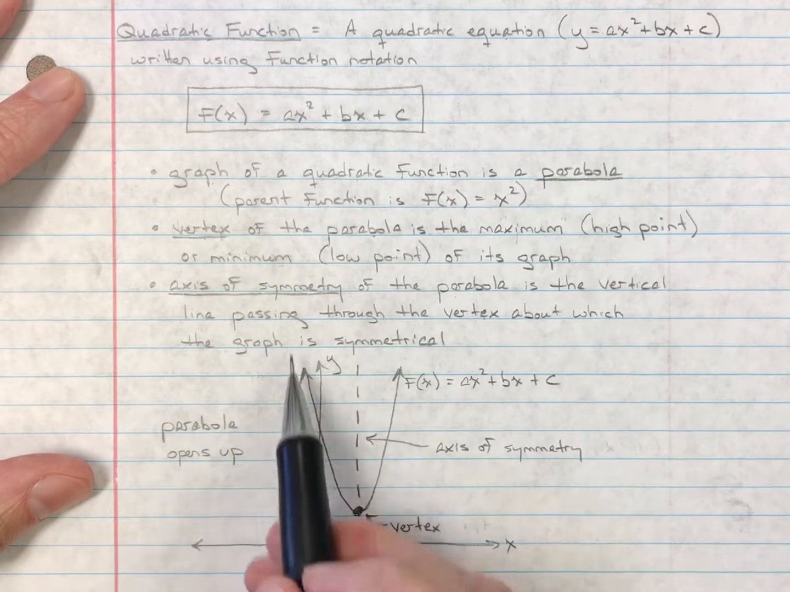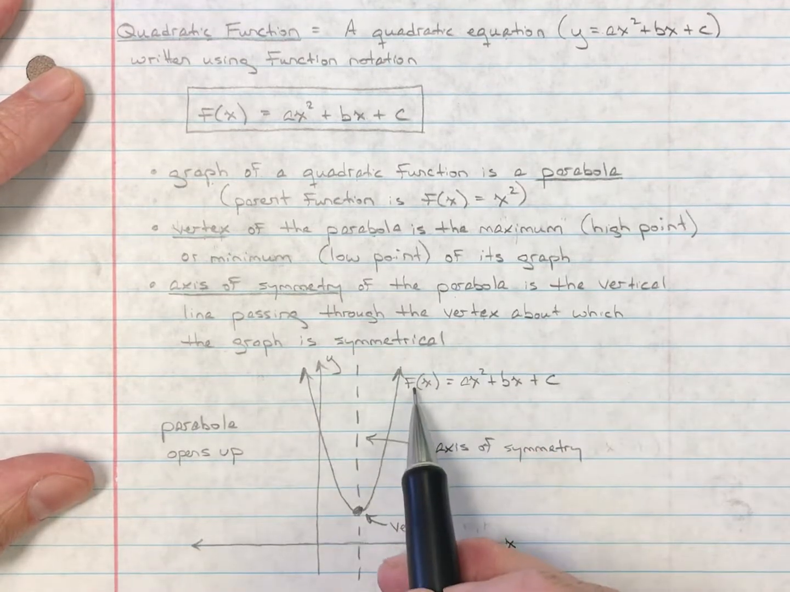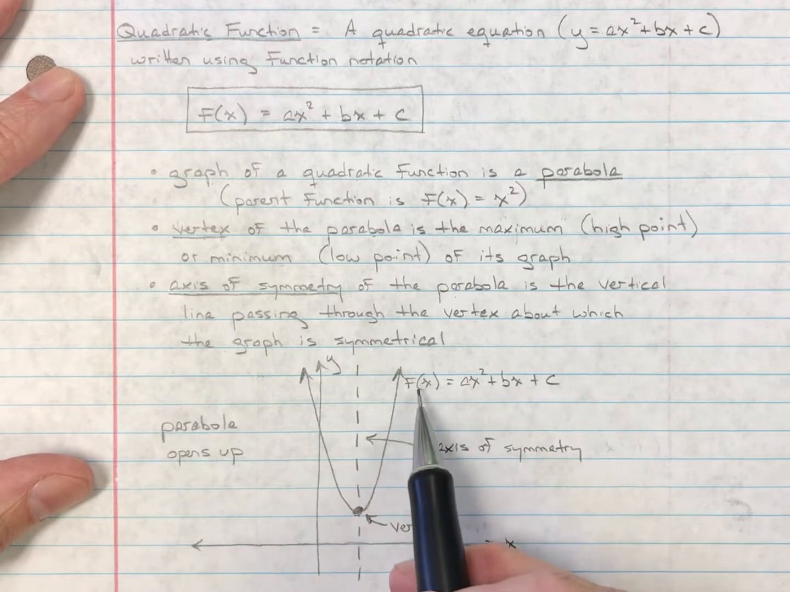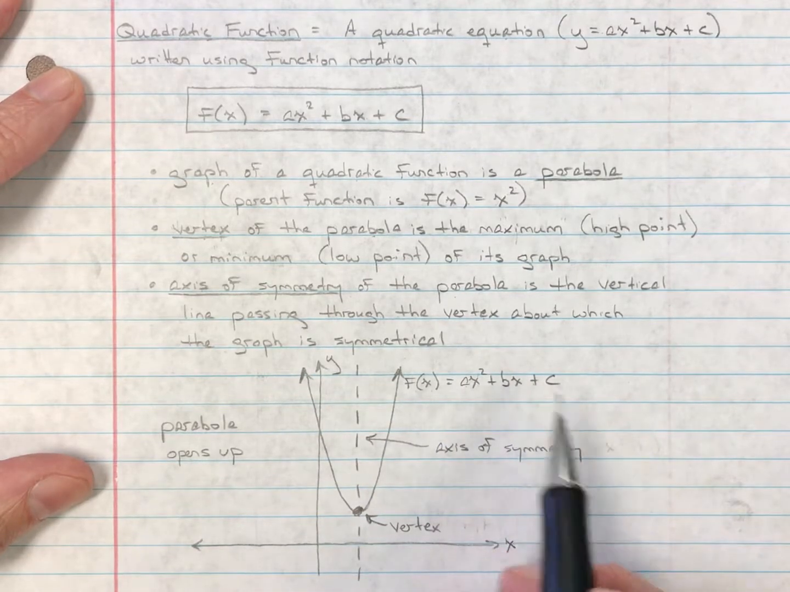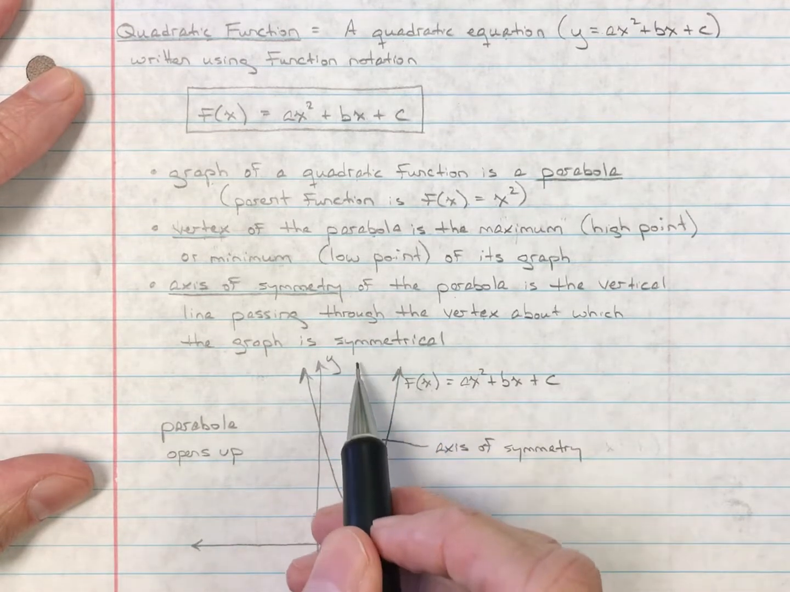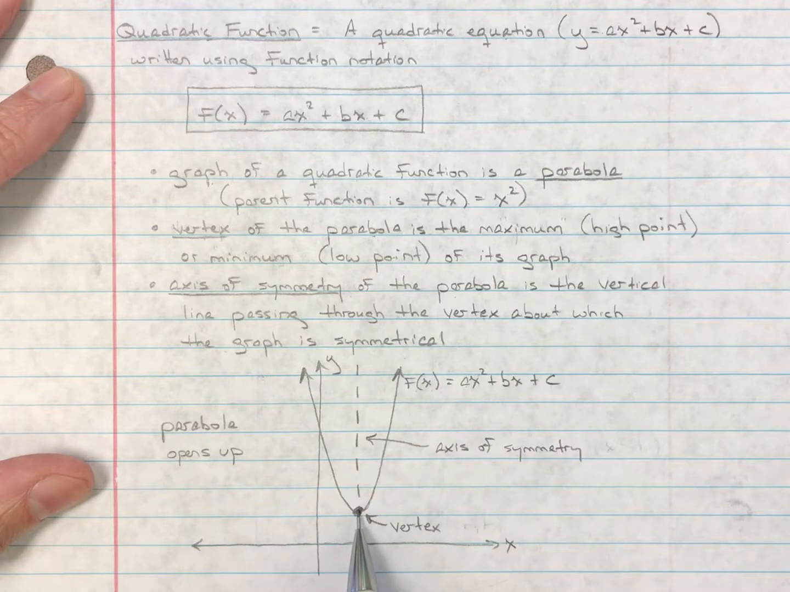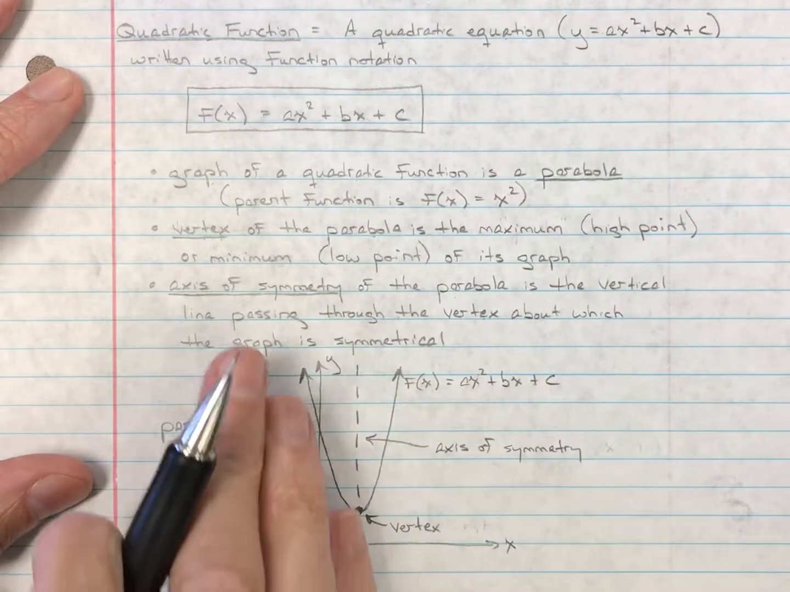So again, a recap. This parabola opens up, as you can see. I just called this quadratic f of x equals ax squared plus bx plus c, a generic name. The vertex, in this case, is the minimum. It's a low point, and the vertex is here. And the axis of symmetry goes as a vertical line right through the vertex, and the parabola is symmetrical about that vertical line.